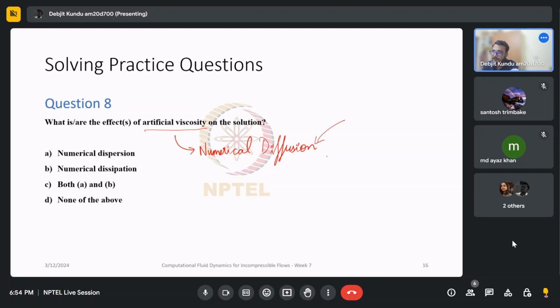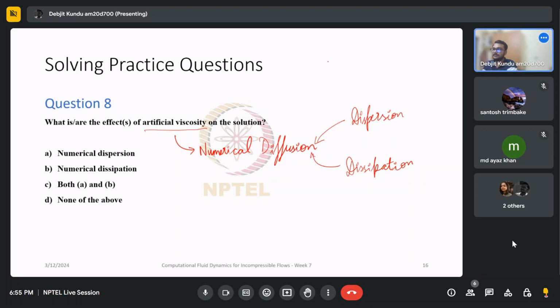There are multiple parts of diffusion. One of them is dispersion, and the other one is dissipation. What does dispersion look like in an actual scenario?